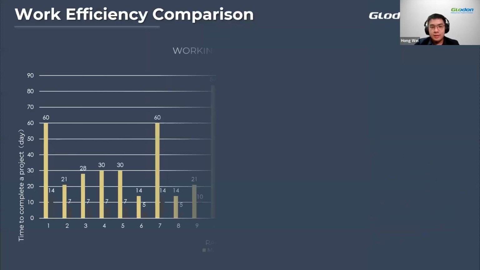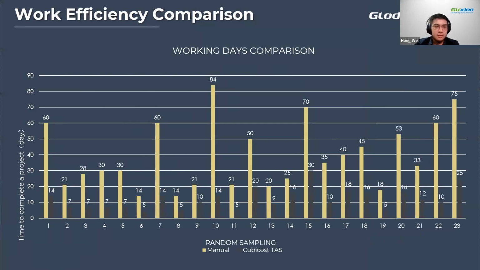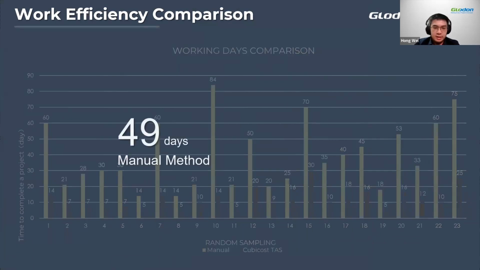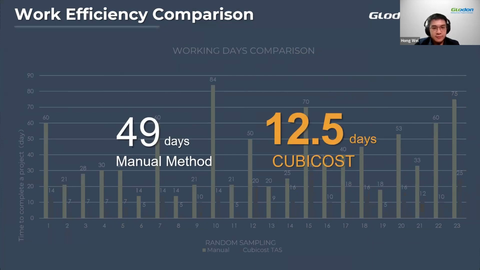And to put it into data, this is the working efficiency comparison done with a few of our clients around the world between the manual method and the Cubic Cost solution. With Cubic Cost, the efficiency in terms of days is actually about 4 times faster than the manual method.